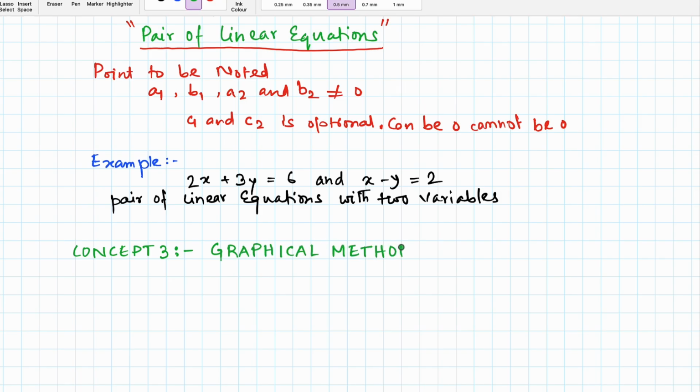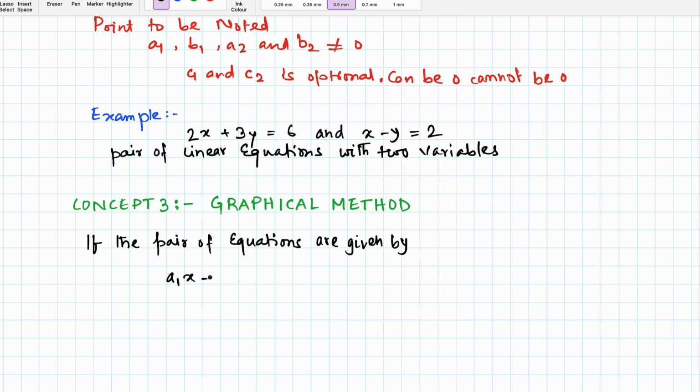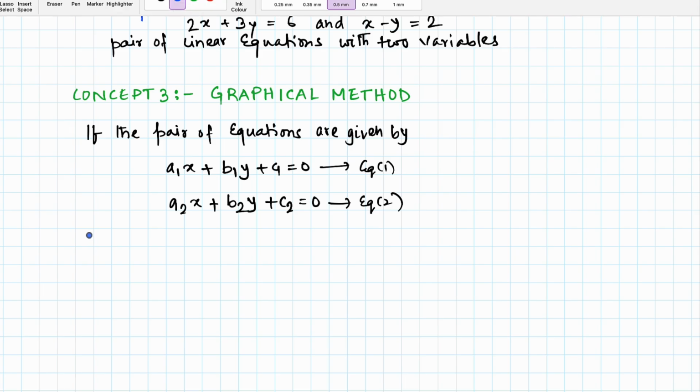Now we are going to recall all the different methods that are used to solve a pair of linear equations in two variables. One of them is the graphical method. This kind of question comes directly. You have to plot both the equations in the graph and find the point of intersection. So if the pair of equations are given, say a1x plus b1y plus c1 equal to 0 and a2x plus b2y plus c2 equal to 0, equation 2.